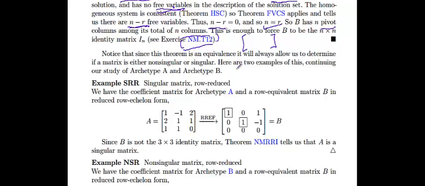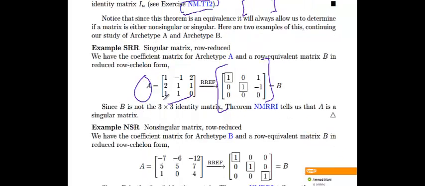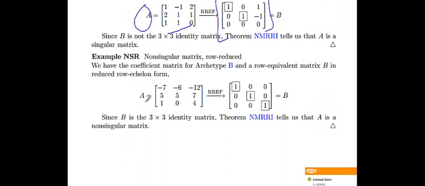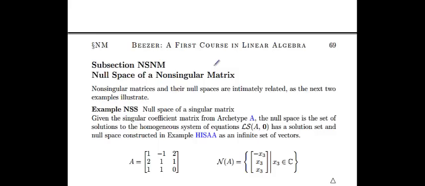We can use this theorem to show whether a matrix is singular or non-singular. It's an easy algorithmic way of showing whether a matrix is singular or non-singular. Look at this example. This matrix A reduces to this. This is not the identity, so A is singular. Here's another example. The matrix here is this. If we reduce it, it reduces to the identity, so A is non-singular.